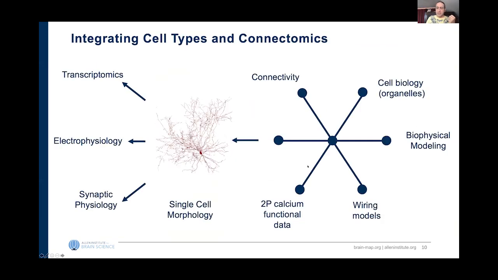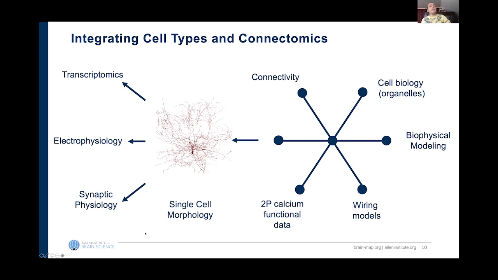and as I mentioned in the beginning, it's important to link this kind of structural data with other properties of cell types. From our EM data set, we can link it to calcium imaging, we can extract the connectivity, we can extract morphology, we can have organelles, we can use this for biophysical modeling or wiring models, but we don't have transcriptomics associated with these cells, we don't have electrophysiology, we don't have synaptic physiology.